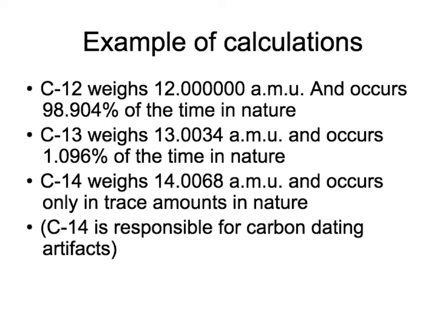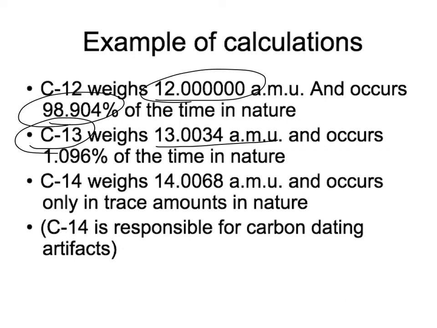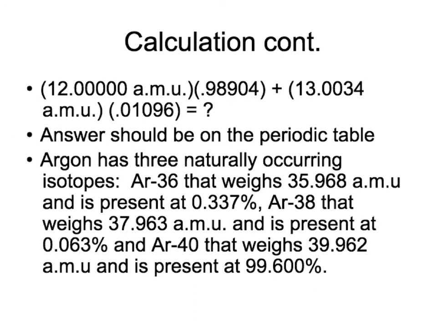Okay, so let me show you an example of the calculation. Carbon-12 weighs exactly 12 AMUs. It occurs 98.904% of the time in nature. Now, if you look at your periodic table, you will see that the number there is like 12.001 AMUs. That is reflective of the fact that most of the carbon is carbon-12. Now, there is a trace amount of carbon-13 that weighs 13.0034 AMUs. It occurs a little bit of the time, and carbon-14 weighs that. This is responsible for the carbon dating, but it's in such trace amounts that our instrumentation would not show it.